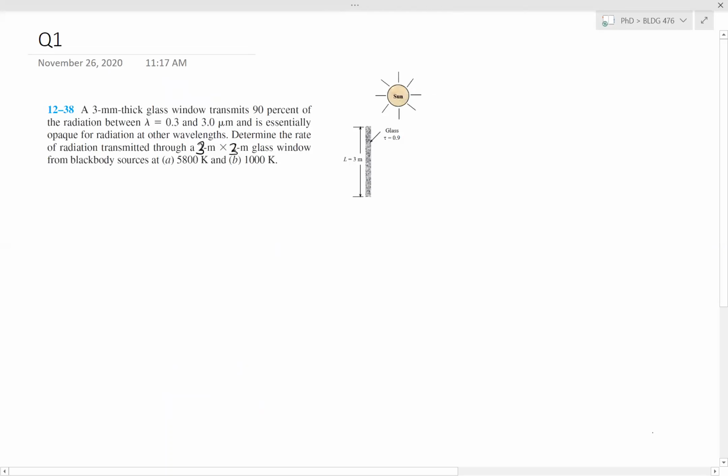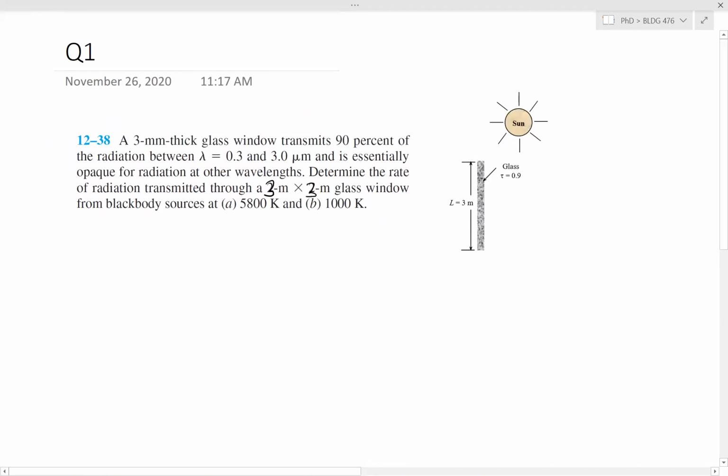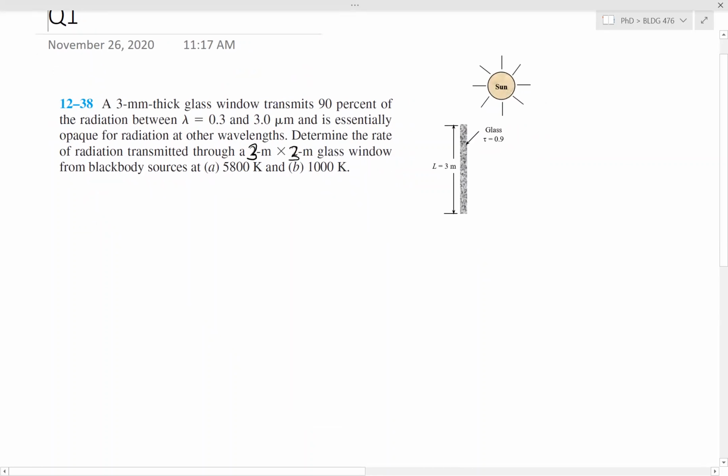So we'll go to question 1. In question 1, we have a 3 millimeter thick glass window. It transmits 90% of the radiation in this range, 0.3 to 3 micrometers, and it's essentially opaque to radiation of other wavelengths.